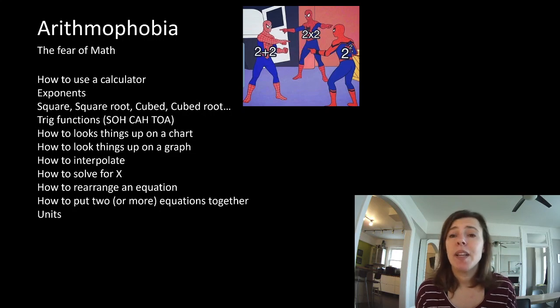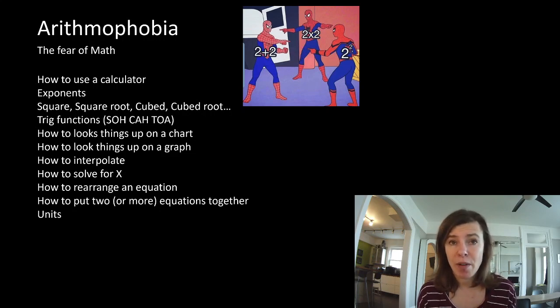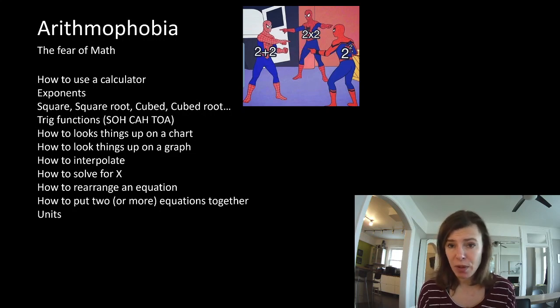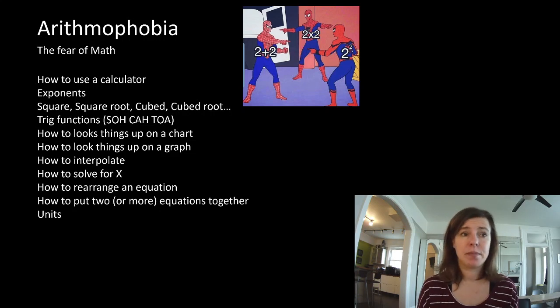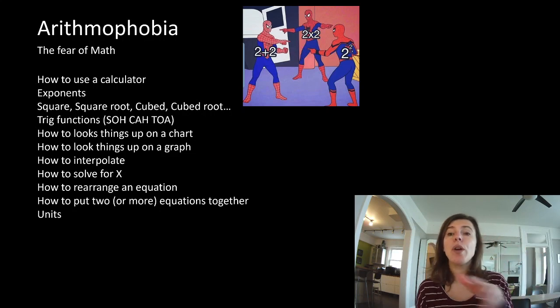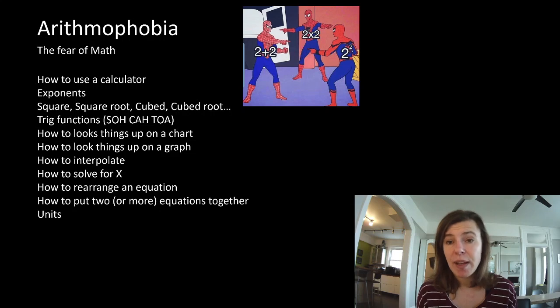Okay, you need to know how to use a calculator. Exponents, square root, cube root. You should know your basic trig functions and the Pythagorean theorem. You should know how to look things up on a chart and on a graph. If the data you need is in between any of those two points, you need to know how to interpolate. You should know how to solve for x, which means plugging everything in on one side of equations. You should know how to rearrange an equation. So if the thing you're looking for is in the middle, how do you rearrange and make it equal to everything else? If x is in the middle there, how do you rearrange things? How do you put two or more equations together? How do you do that stuff?